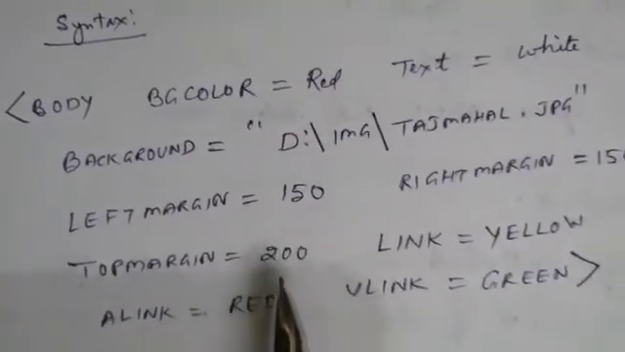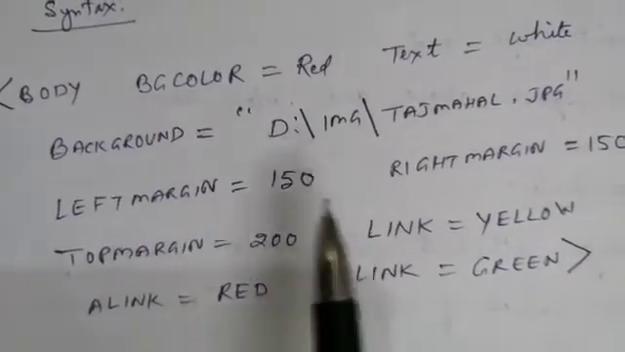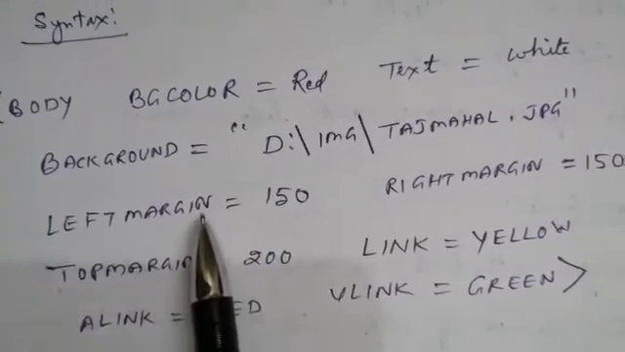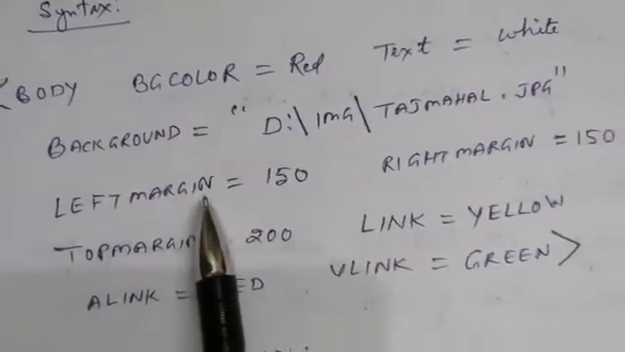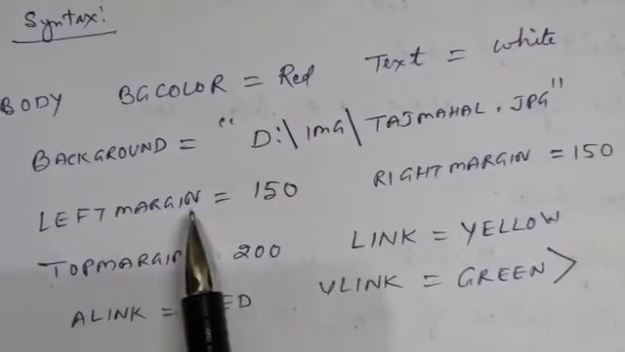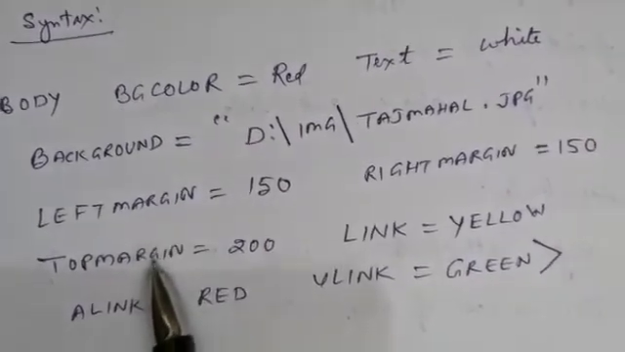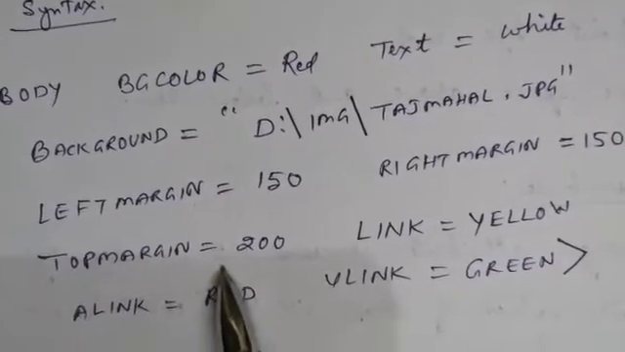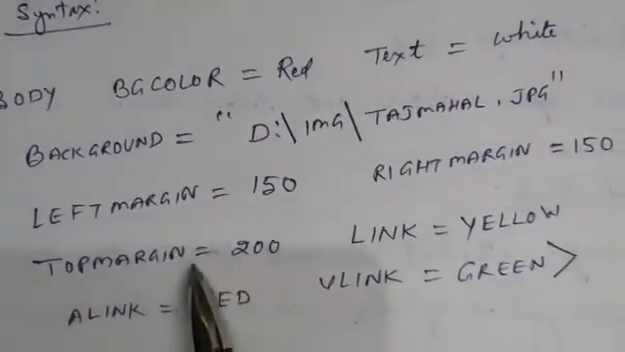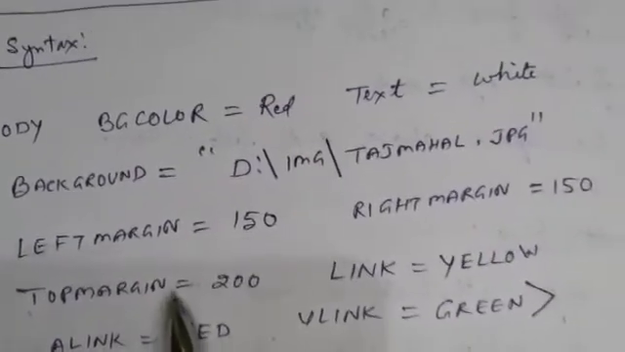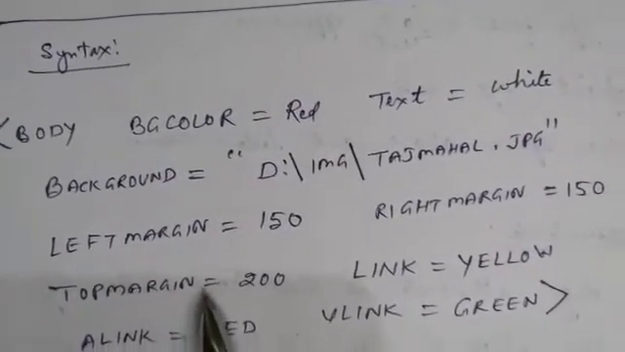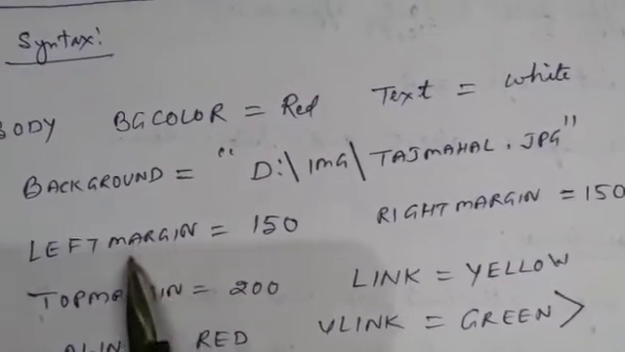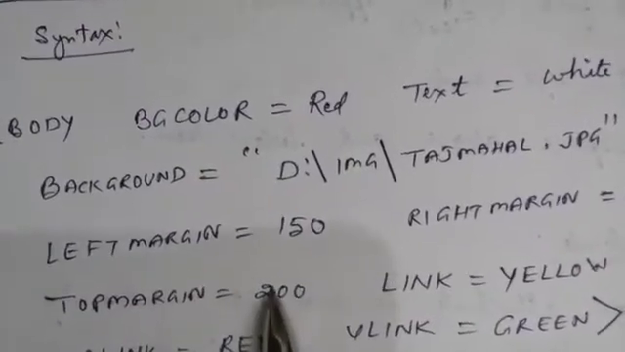Whenever you write left margin 150, the right margin it will automatically set. Some browsers set the right margin automatically. And if you have given top margin 200, then bottom margin it will automatically take 200. But some browsers do not support this. If that happens, then we need to specify the right margin separately and the bottom margin separately also.